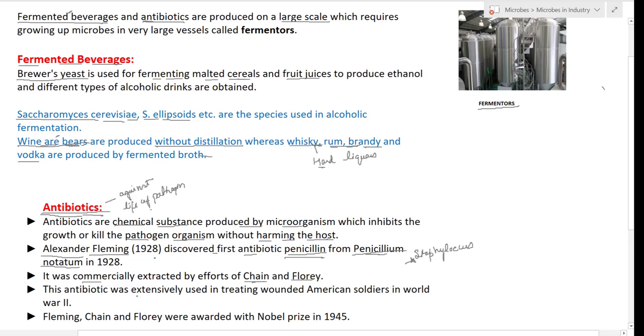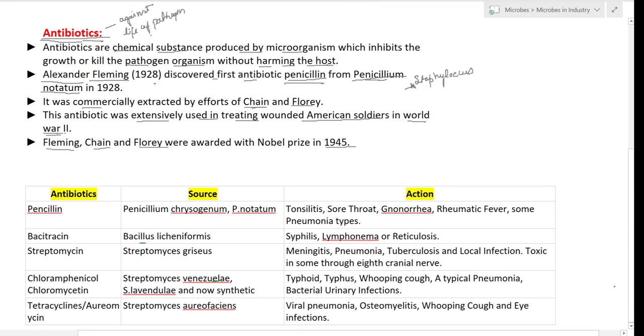And this penicillin was extensively used in treating wounded American soldiers in World War II. That's why it's quite important, it saved the lives of many soldiers. And then Alexander Fleming, Chain and Florey together were awarded the Nobel Prize in 1945. So the penicillin discovery was quite important.